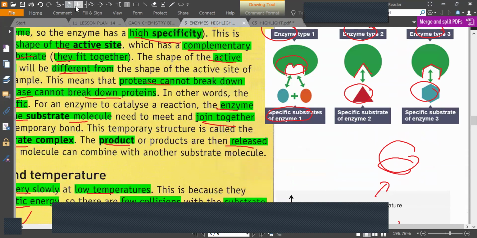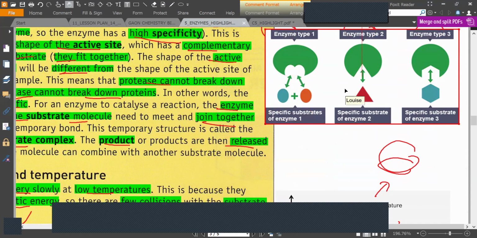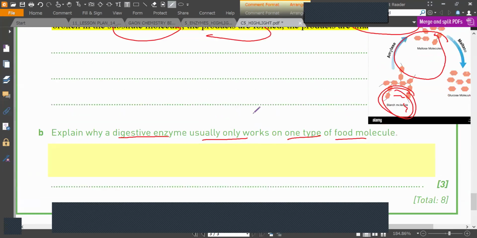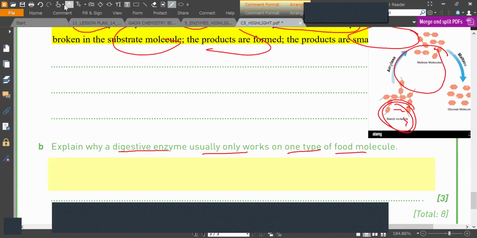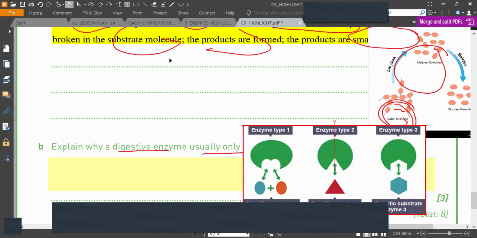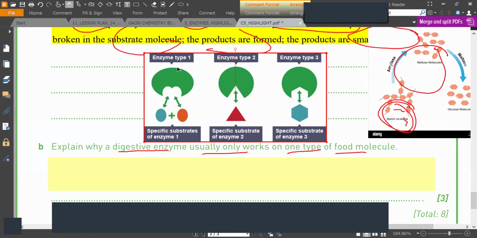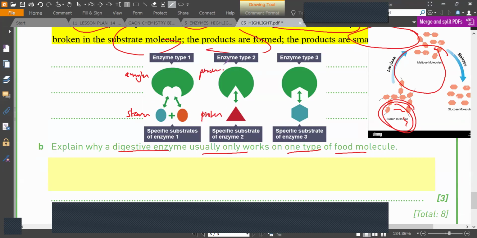Okay, what we mentioned just now. Basically, it's very specific. Like this one, let's say we have this one. Starch is only for amylase. And then we have protein is only for protease and so on. And then we have fats is only for lipase. It's very specific.